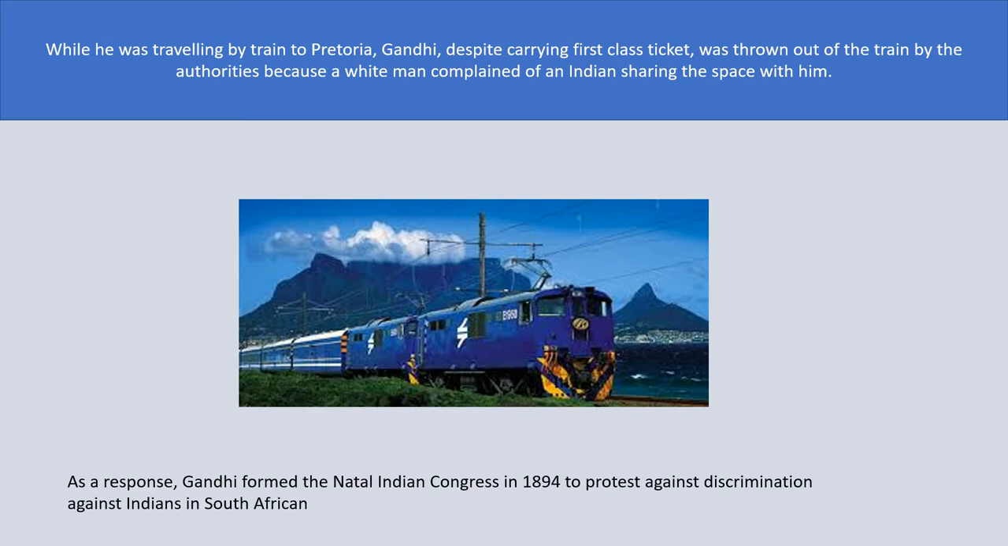In fact, shortly after his arrival in South Africa, Gandhi was travelling by train to Pretoria, and despite him carrying a first-class ticket, he was thrown out of the train by the authorities because a white man complained of an Indian sharing the space with him. That was pretty common. Indians were allowed to buy first-class tickets, but not if they were likely to be annoying or encumbering the white passengers in any way. So this wasn't an unusual event, but of course this was the first time this had ever happened to Gandhi himself. So as a response, he formed the Natal Indian Congress in 1894 specifically to protest against discrimination against Indians in South Africa.